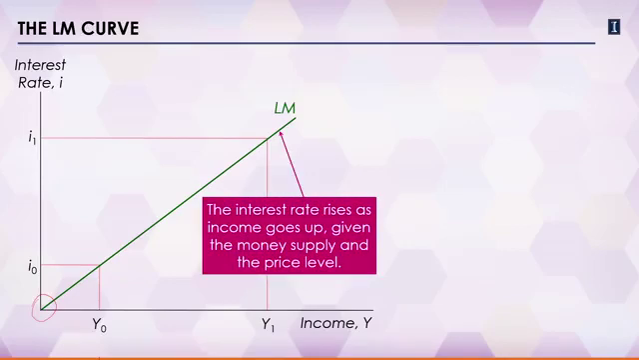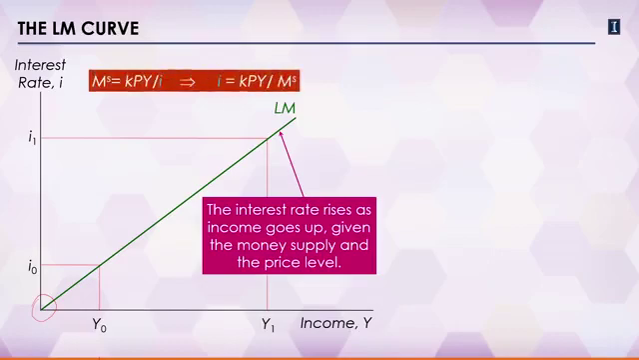Since this curve is very important in our analysis, we're going to look at how it shifts and moves in response to various factors. Algebraically, it can be represented based on the money market equation, money supply equal to money demand. We've seen that we can solve for interest rate and make it equal to kPY over MS. Essentially, the linear relationship between real income and interest rate is what is represented by the LM curve.